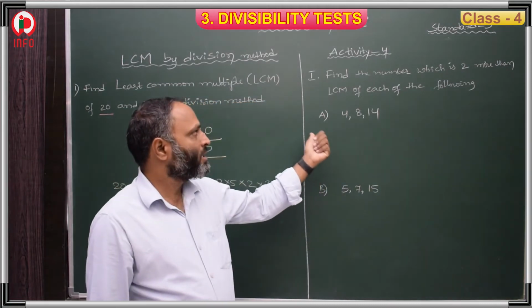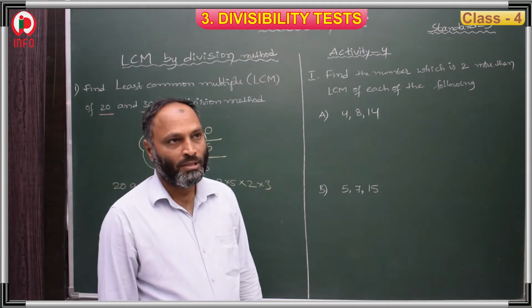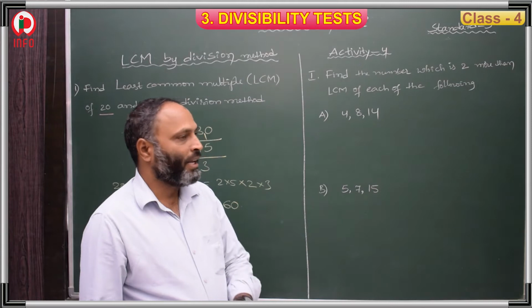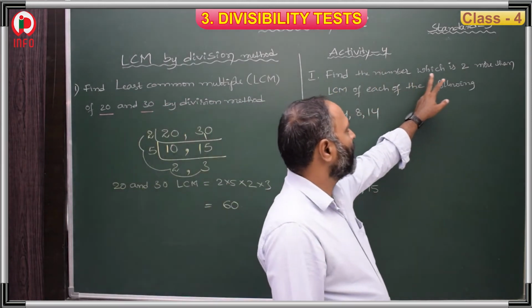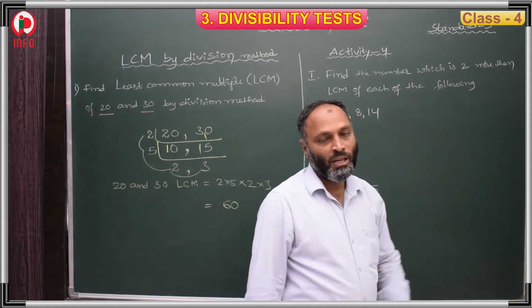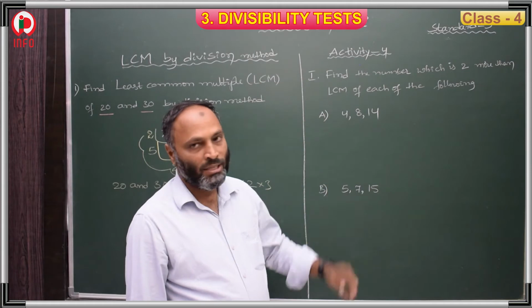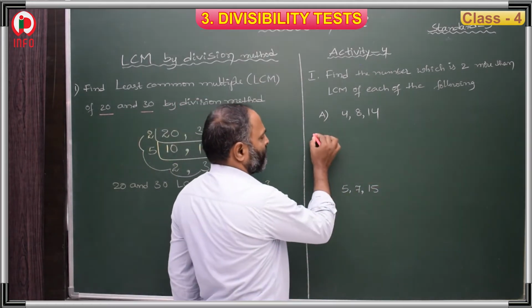First, we have to use the multiples method. We have to write the multiples of 4, 8 and 14. And after finding the LCM, here it is given, find the number which is 2 more than it. So after finding the LCM, we have to add 2 to the LCM.